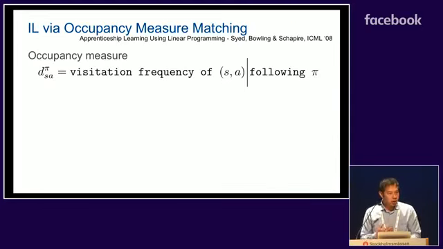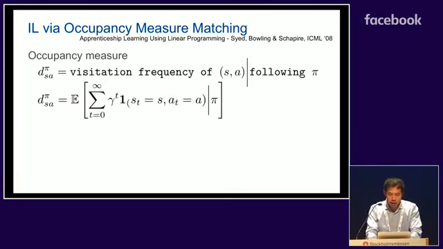So let's go back to 2008. Syed and others proposed an approach to do direct imitation learning. Back then, they also called it apprenticeship learning via matching occupancy measure. So the occupancy measure, d pi, intuitively is the visitation frequency of the state-action pair s and a if we follow the policy pi. And this is a more formal definition of d pi.